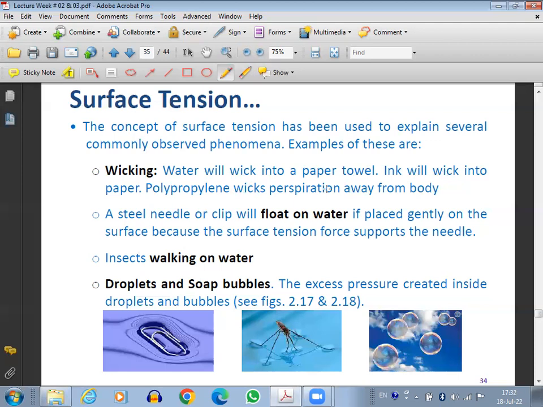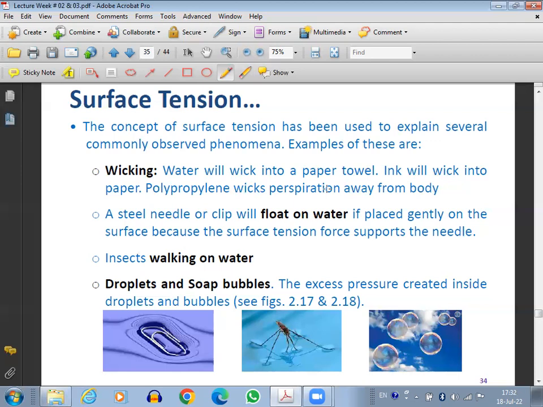Because it sticks, and at the surface there is tension, there is force that helps it to climb up. Clear? So wicking is a very important phenomenon. Water will wick into a paper towel, ink will wick into paper, polypropylene wicks perspiration away from the body, a steel needle or clip will float on water.